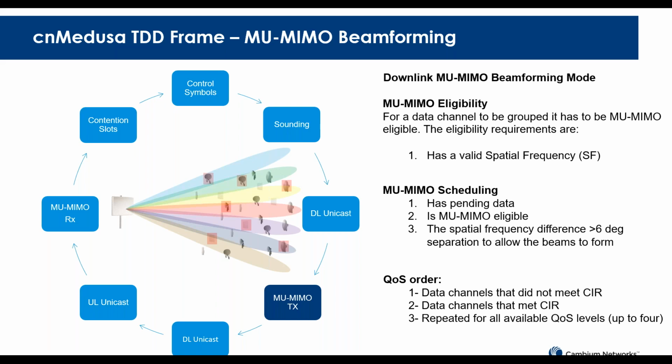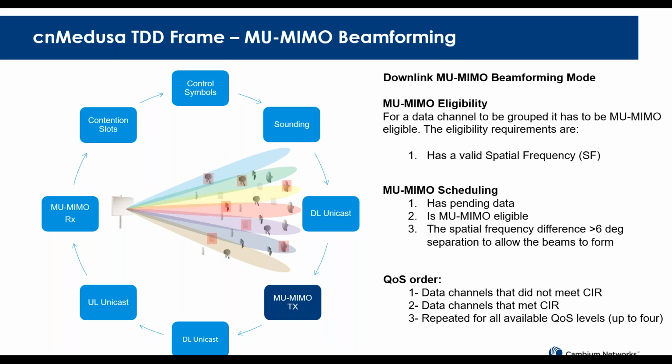Also, the PMP450M supports up to 4 quality of service levels, and for each level, the scheduler needs to look at the data channels that met or did not meet the committed information rate. So the scheduler looks at all the quality of service parameters to make sure it picks the data channels that need to be scheduled first.